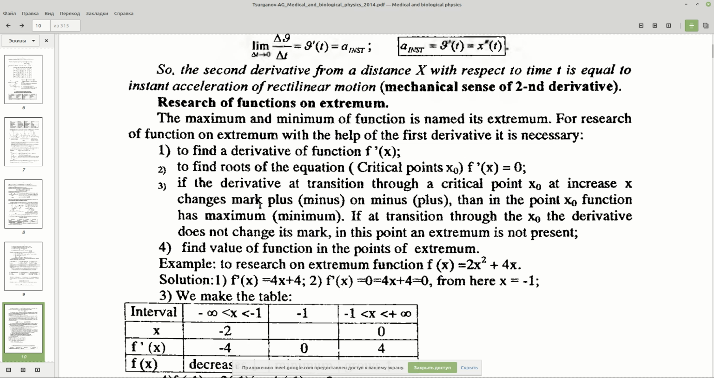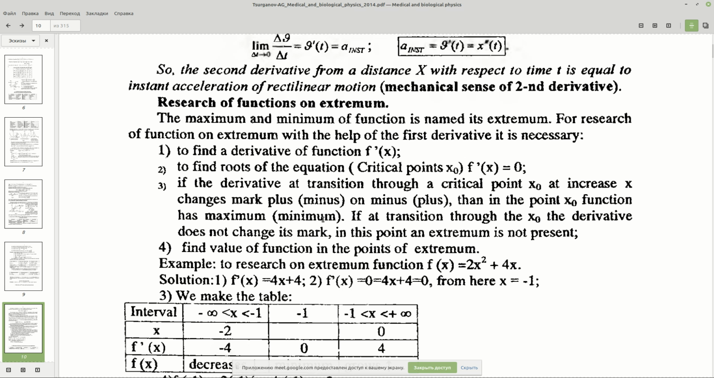If at transition through x0 the derivative does not change its sign, then an extremum is not present at this point. Fourth, find the value of the function at the points of extremum.